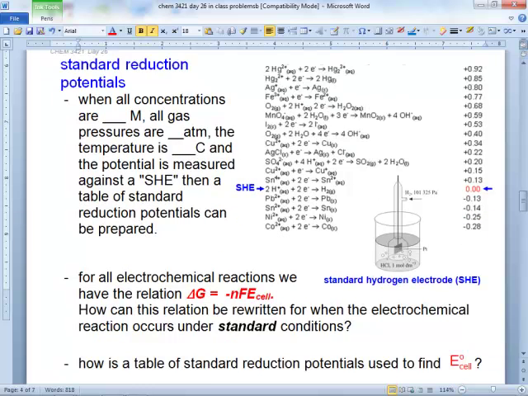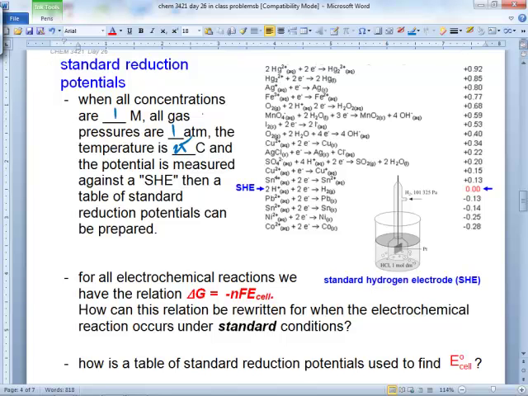But let's do it this way. Let's have tables. Well, if you're going to have tables, you're going to have to standardize everything. If you want to make that table and have all these voltages written there, all concentrations have to be what molar? Probably the most common, just the one. And the pressure is, the temperature is, I don't know why they pick 25. Maybe because it's too cold otherwise, you'd have to work in a refrigerator. That's probably why, right?